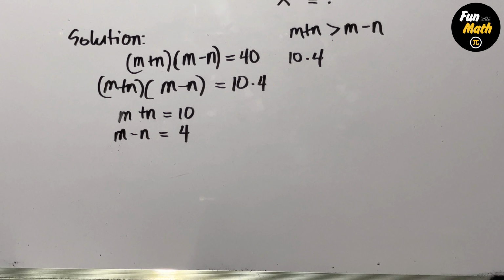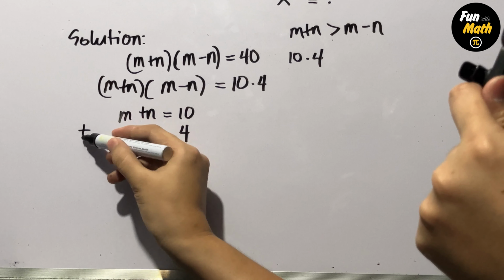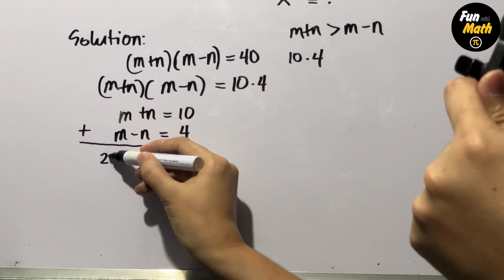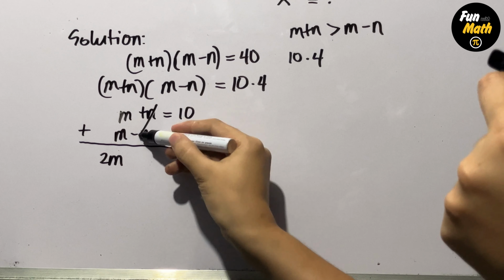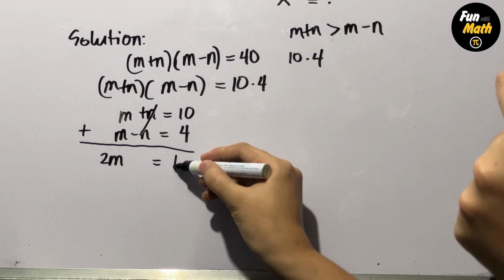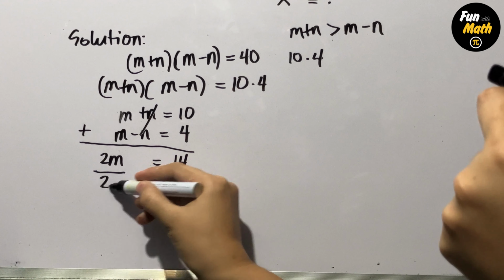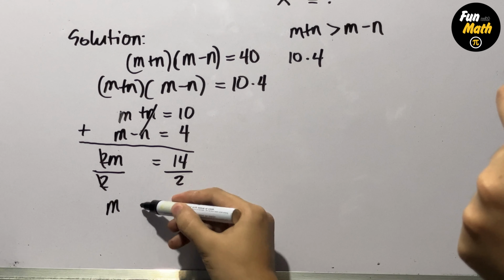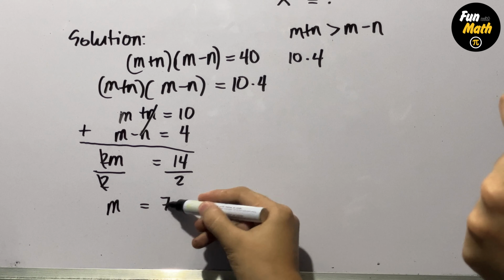And the next thing to do is we need to add the two equations. So plus. So m plus m, that is 2m. n plus negative n, this is 0. Equals 10 plus 4, that is 14. And then divide both sides by 2. So this is cancelled. So we have m is equal to 14 divided by 2, that is 7.